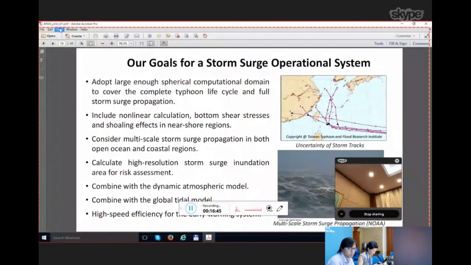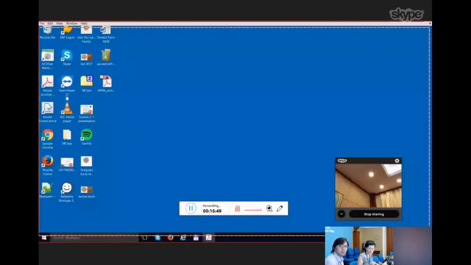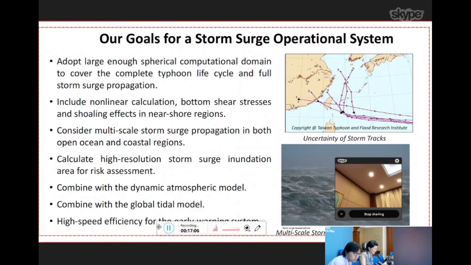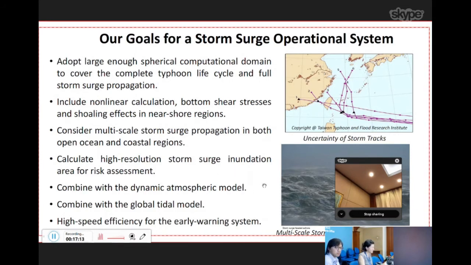And also this model is now being adopted by our official weather organization, the Central Weather Bureau in Taiwan. So from 2016, our model has become the official storm surge propagation system. So if you go to the Central Weather Bureau's website, you could see our prediction results. But yes, from 2016.